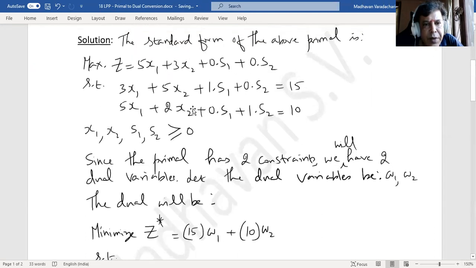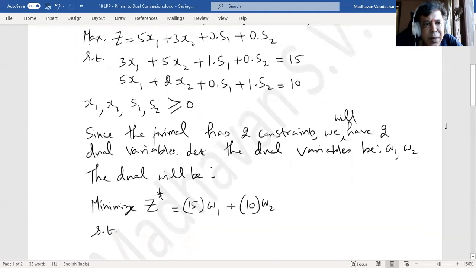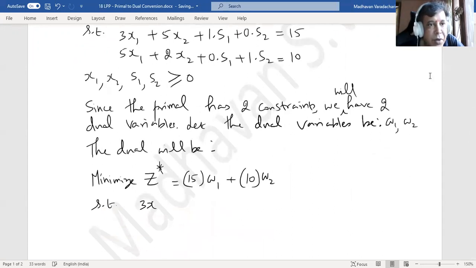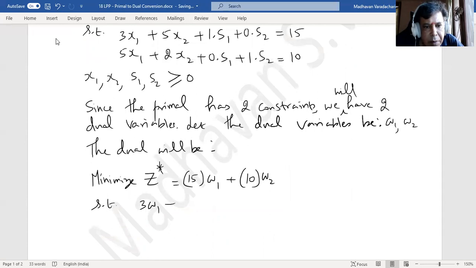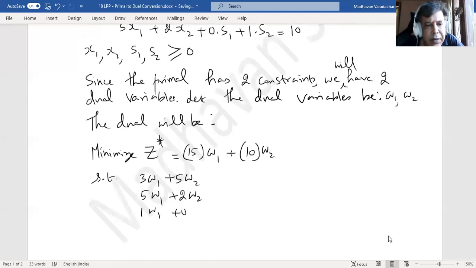what will happen? These two equations will be written as a transpose, meaning the 3x1 and 5x1, which is sitting in a column, will come in a row, meaning 3 times W1, not x1, because we will be writing dual variables. Three times W1 plus 5 times W2. Same way, 5 times W1, second column, 2 times W2. Then 1 times W1 plus 0 times W2. And the last one, 0 times W1 plus 1 times W2.